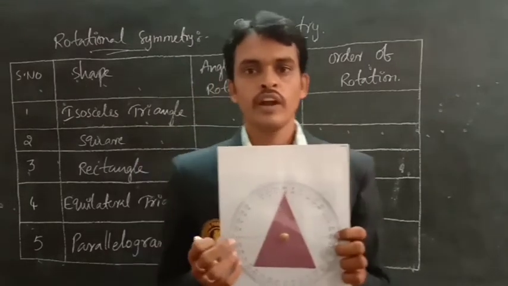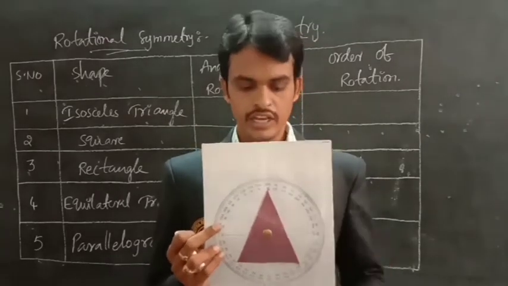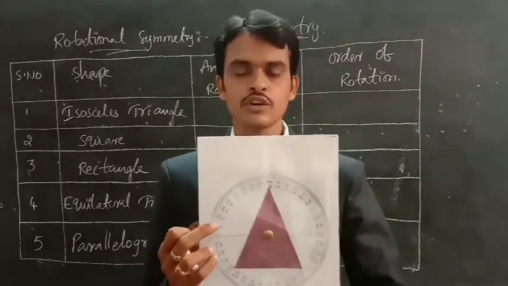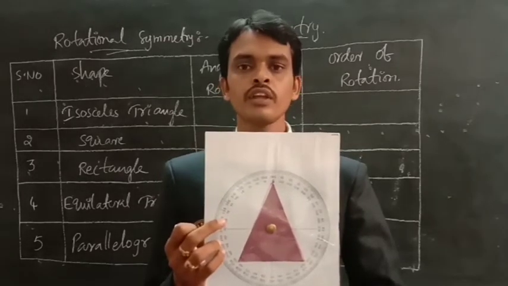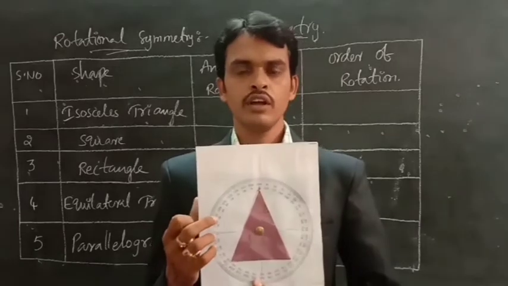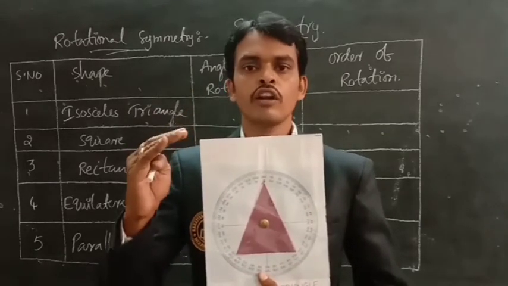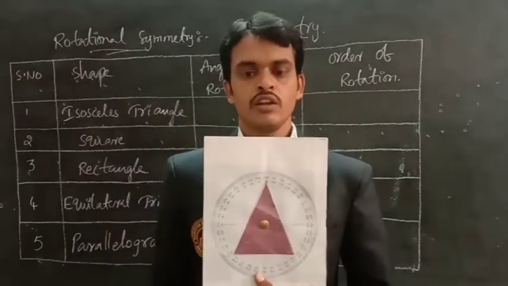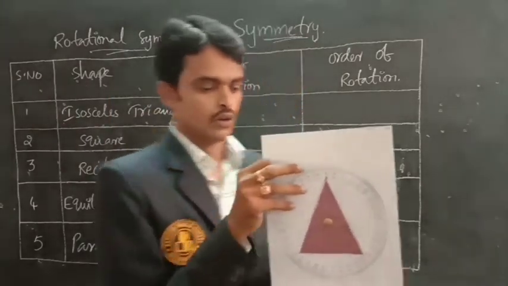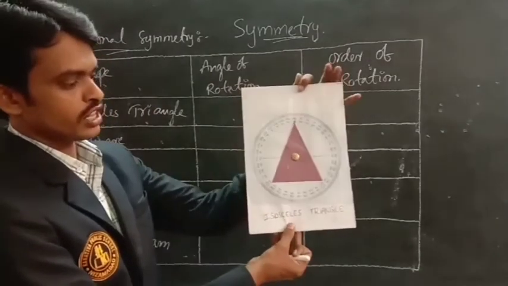Now let us find whether it has rotational symmetry or not. Yes, the isosceles triangle has rotational symmetry. Every figure has rotational symmetry. Some figures have order of rotation 1, and some figures have an order of rotation of more than 1. Now look here. This is an isosceles triangle.